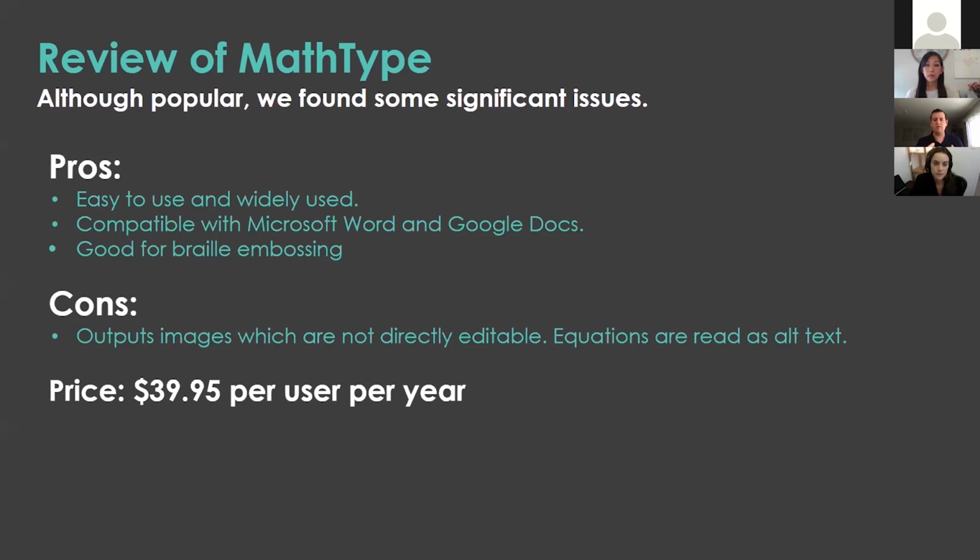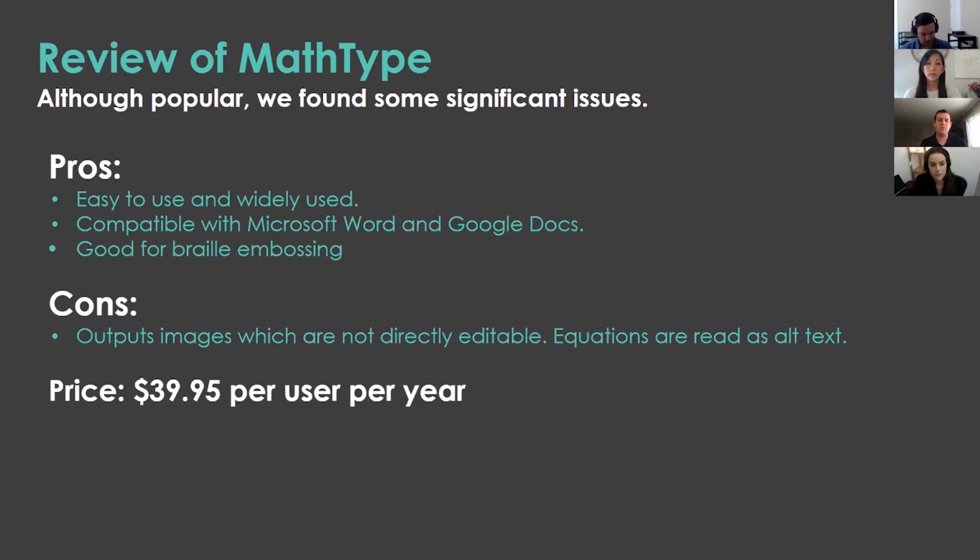Duxbury will then honor the math from MathType, and you can convert it to Nemeth or UEB math or the math code of your choosing. And then from there, you could emboss that on an embosser or send it to a BrailleNote or something like that. So pros, it's easy to use.